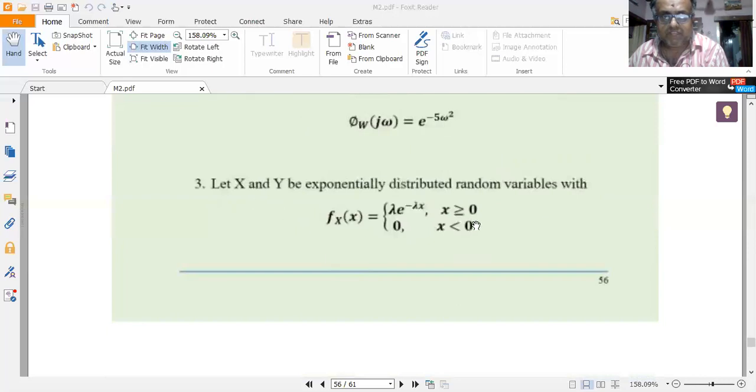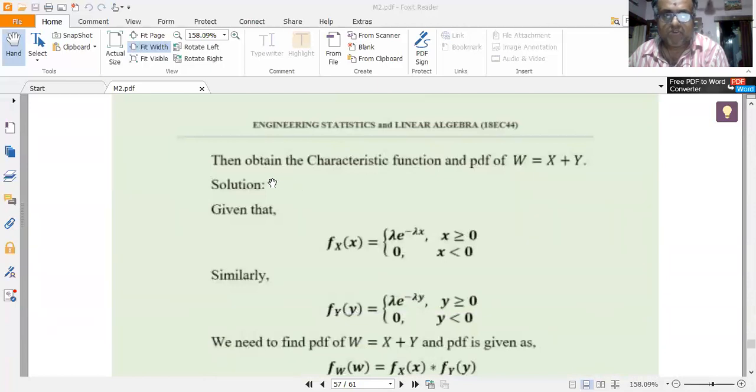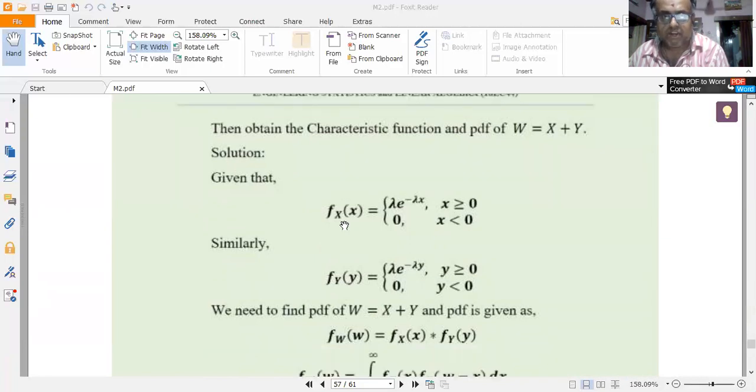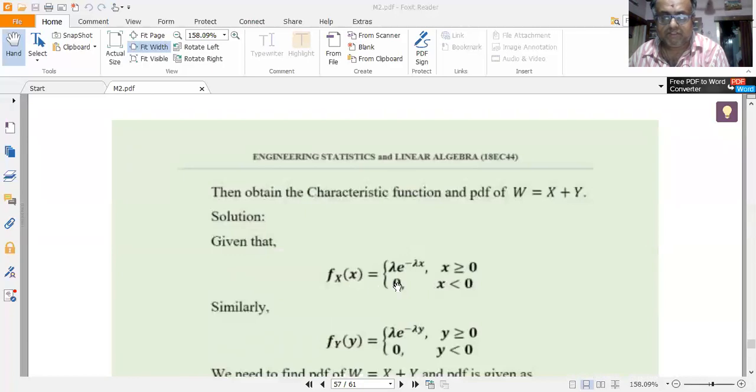Let x and y be exponentially distributed random variables with fx of x is equal to lambda exponent minus lambda x for x greater than or equal to 0 and 0 for x less than 0. Then obtain the characteristic function and PDF of w is equal to x plus y. So I have got the formula fx of x which I am reproducing here. The fx of x is exponentially distributed. Similarly, fy of y is also exponentially distributed.